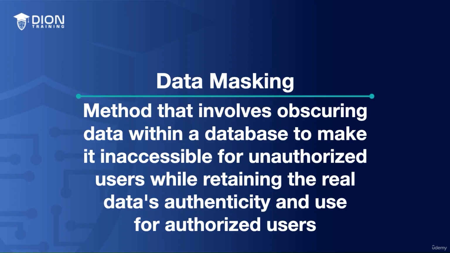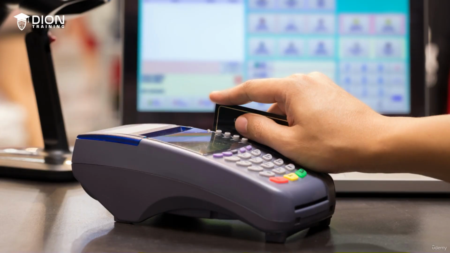Third, we have data masking. Now, data masking is a method that involves obscuring specific data within a database to make it inaccessible for unauthorized users while retaining the real data's authenticity and use for authorized users. For example, if your customer service system stores your user's credit card number, you could use data masking so the first 12 digits of the 16-digit number is masked, and only the final 4 digits of the customer's credit card is going to be displayed to your support agents. This type of confidentiality helps prevent accidental disclosures of the sensitive information, and in this case, that would be the entire 16-digit credit card number, while still allowing some portion of it to be viewed for identification purposes.